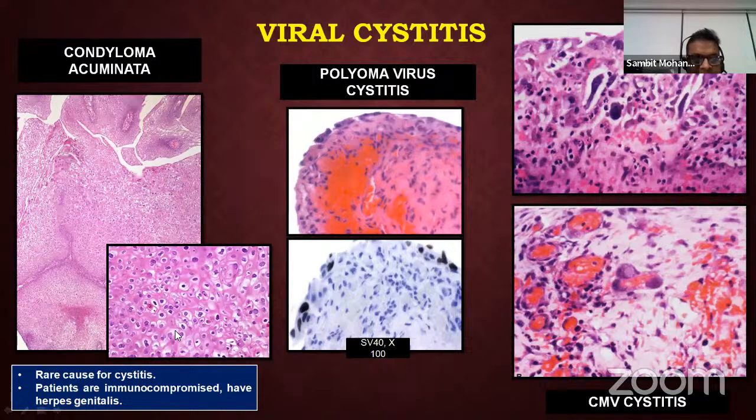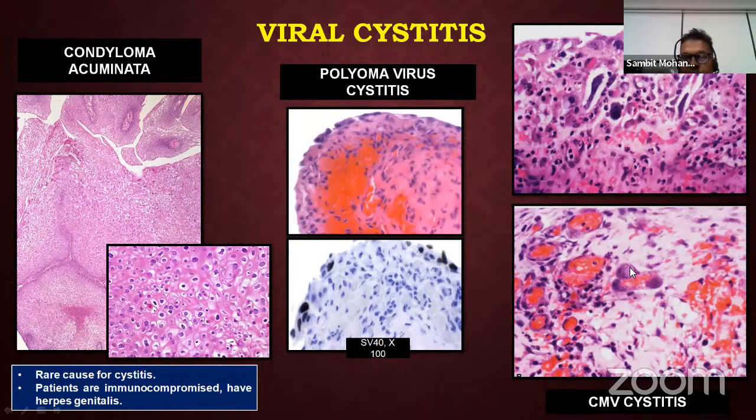If you see this, these cells have a very hollowed out nucleus with an irregular nuclear membrane. And there are some thread-like structures getting out of the nuclear membrane and going to the cytoplasmic membrane. So what are these cells? And this is a papilloma-like lesion, with a lot of cytoplasmic clearing with a fibrovascular core, more of a vascular core. So what is this? These are HPV infected cells. So it's a condyloma acuminata and an HPV induced cystitis, which is seen in genital herpes and in immunocompromised state.